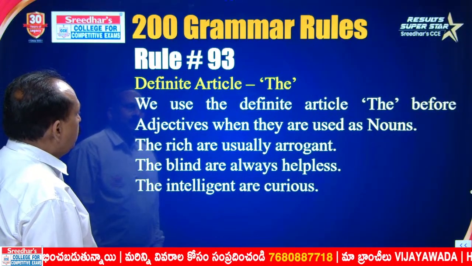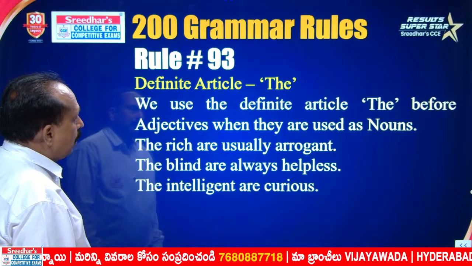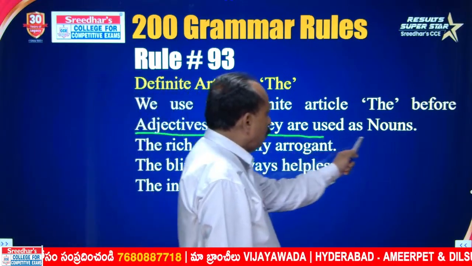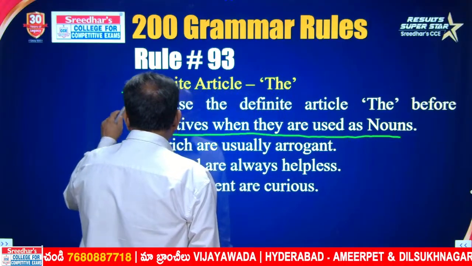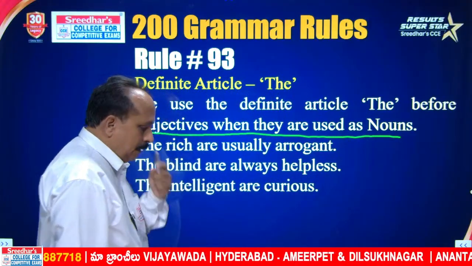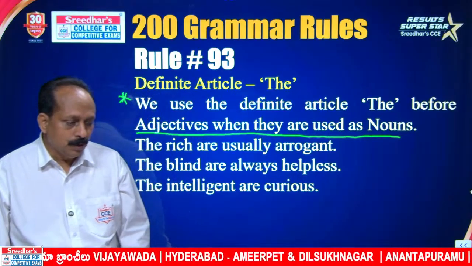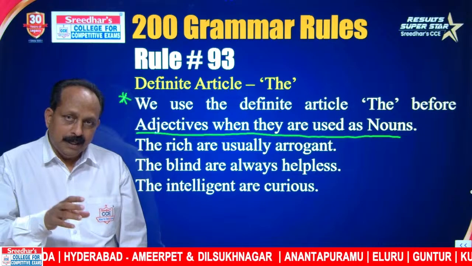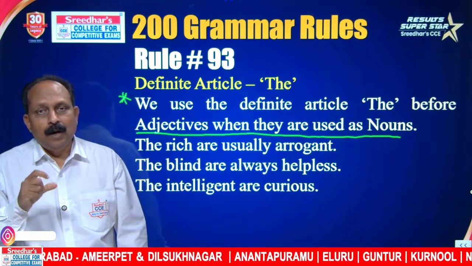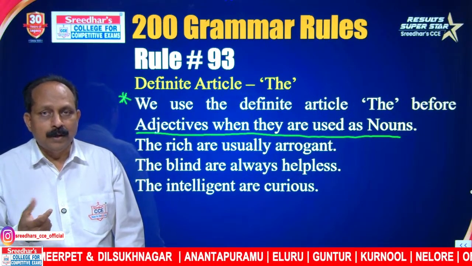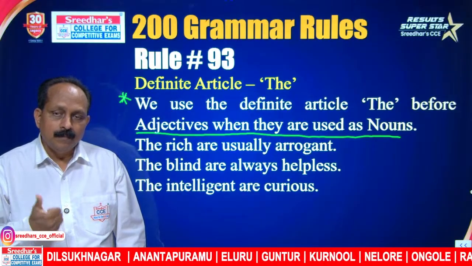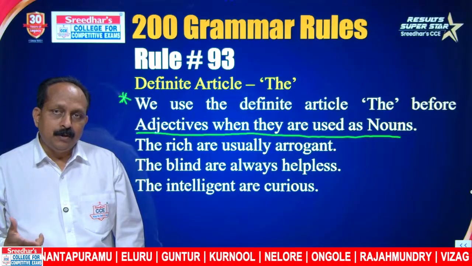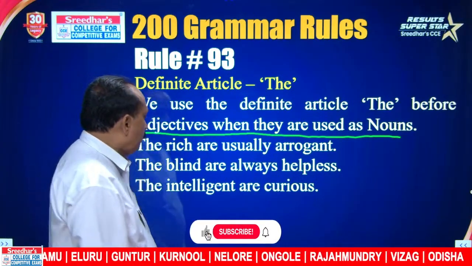Rule number 93. We use a definite article the before adjectives when they are used as nouns. This is an important rule. In English, we can use adjectives as nouns. When we use an adjective as a noun, there are two dimensions you have to remember. One, we should use a definite article the. Second, we should use a verb in the plural form.